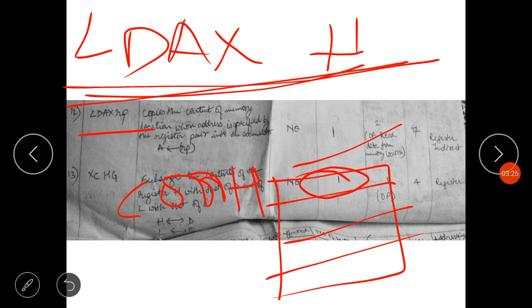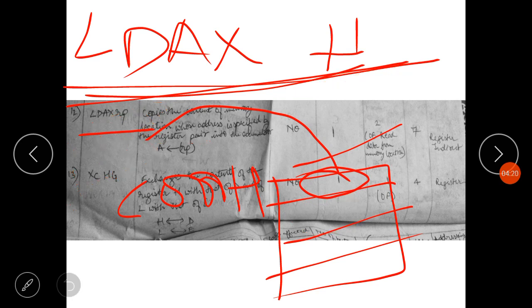Now for execution of this instruction, what will the microprocessor do? It will first fetch the opcode of the instruction and decode it. After decoding, the microprocessor will get to know that it has to store the content of a memory location into the accumulator, and the memory location is the one whose address is specified by the register pair.